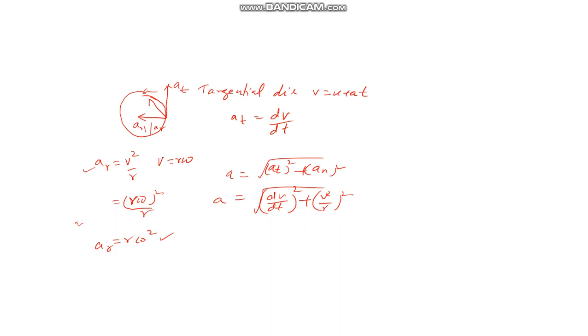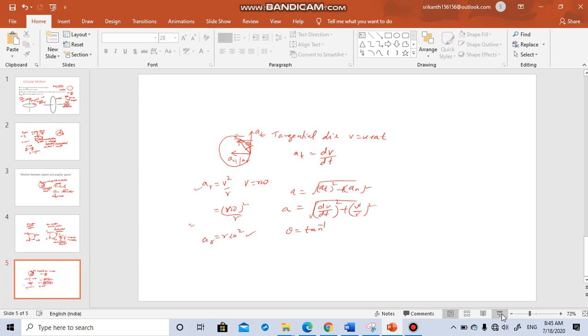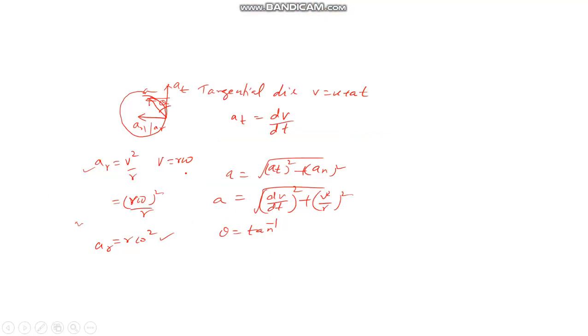So this is the formula to find the resultant acceleration. And if, let us say, this is making angle theta, we can find tan theta. You have this vector like this, you can draw this vector here also. So your theta will be equal to tan inverse of AR divided by AT. This is how you can find the value of theta. So these formulas you have to know.